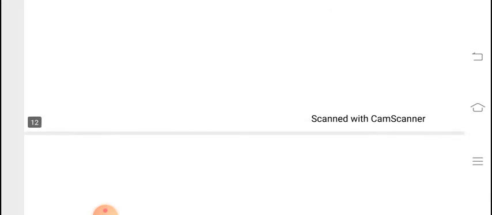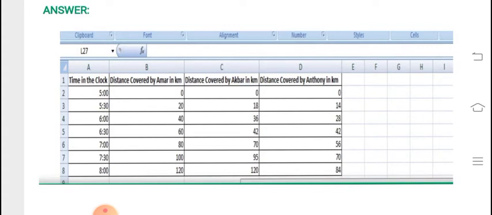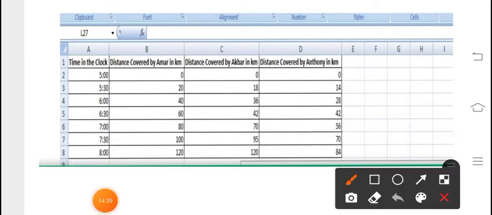Answer is, this is your Excel. After opening your Excel, please note down all these readings of time clock. You may have seen in laws of motion all these readings. So here is the time covered by Amar, Akbar and Anthony. All this time is given in clock, and these are the distances covered by Amar, Akbar, Anthony. Now we have to make a graph for the same.